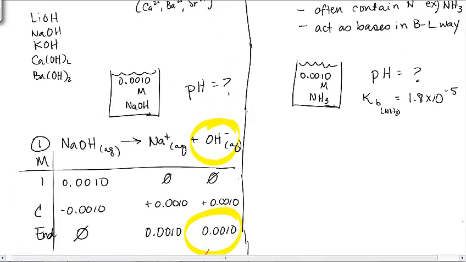All right. That was for strong. Now we can whip through weak pretty quickly. Now, this is at equilibrium, so we're going to go through the 4 steps.